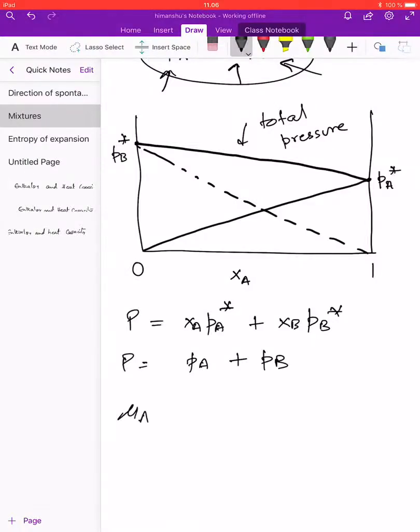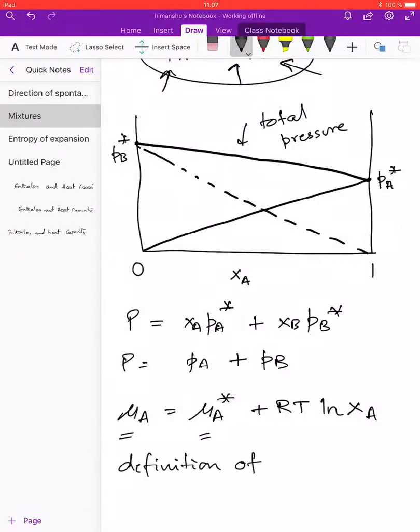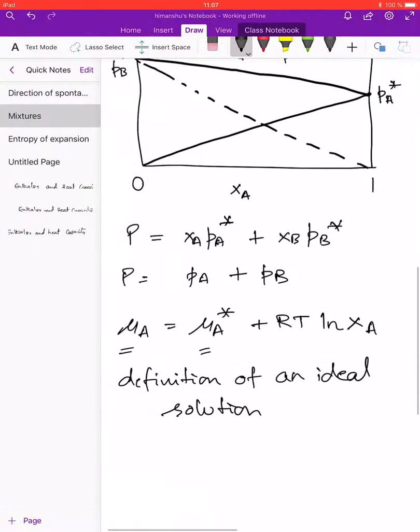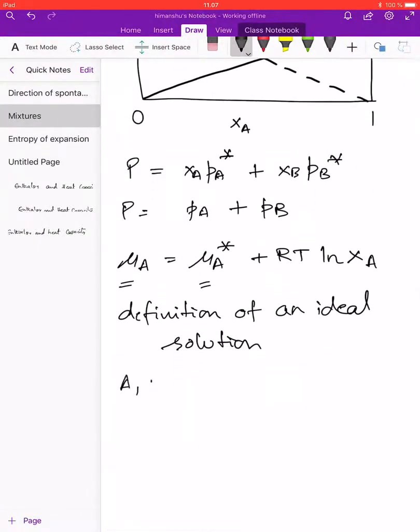Then one can substitute this equation into the previous one, and then one obtains the condition for an ideal solution, which is that the chemical potential of A is equal to the chemical potential of pure A. So on the left hand side is the chemical potential of A in a mixture, on the right hand side is the chemical potential of pure A plus RT multiplied by the logarithm of the mole fraction of A. This is the definition of an ideal solution. So in this case, both A and B follow Raoult's law.